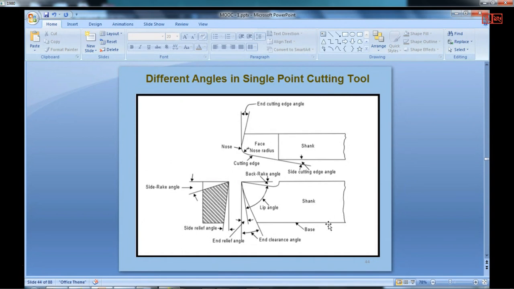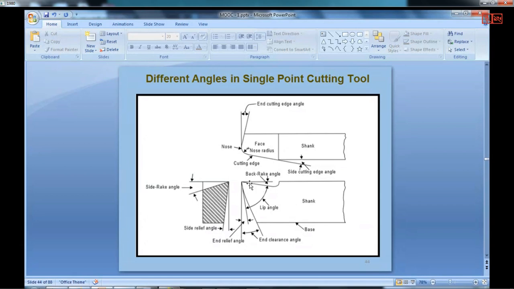And this figure is very important. In many examinations you find that they will ask this kind of question: draw a neat sketch of the single point cutting tool and indicate the various angles in a single point cutting tool. Sometimes they can even ask for the nomenclature, like shank, base, and the cutting edges, all these things. Then the angles are very important.